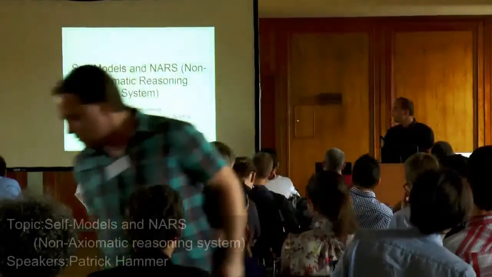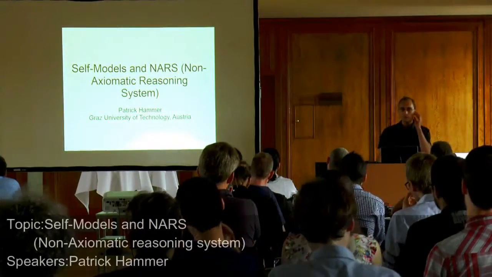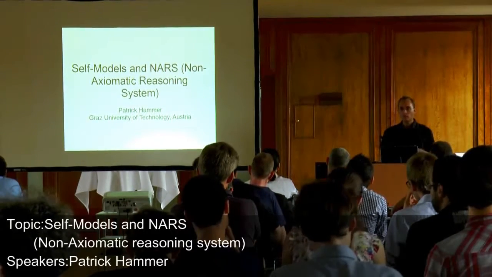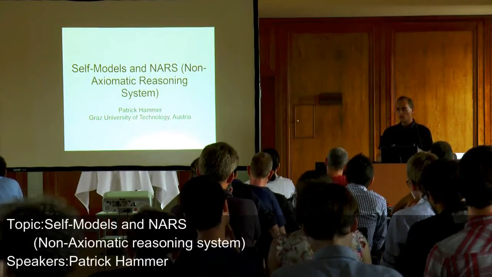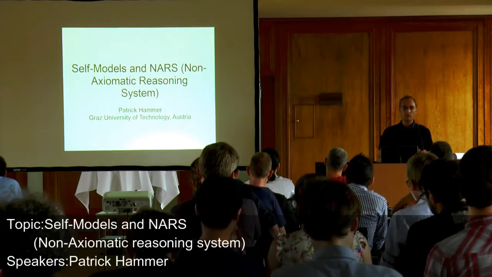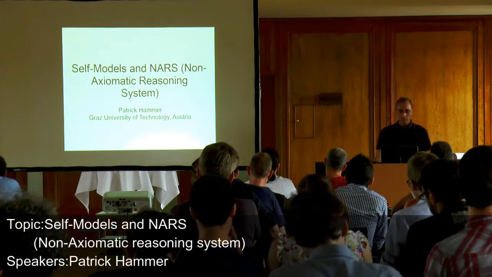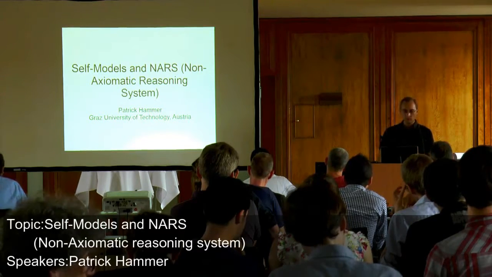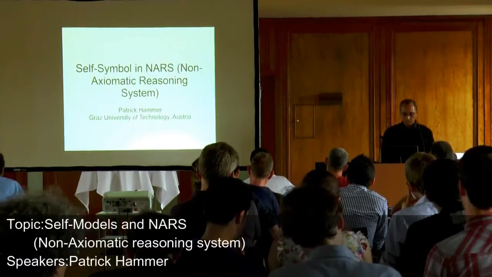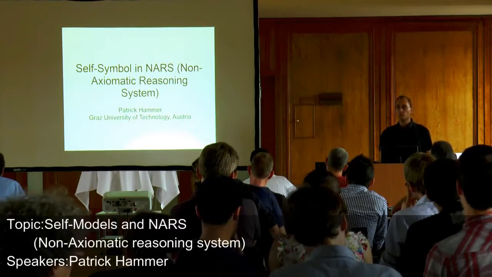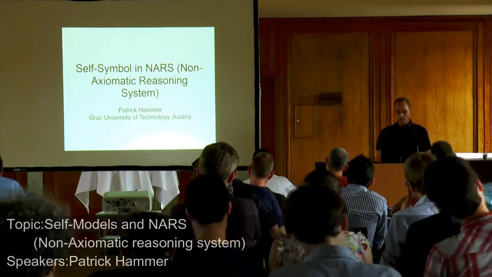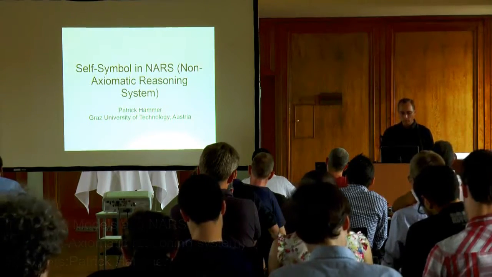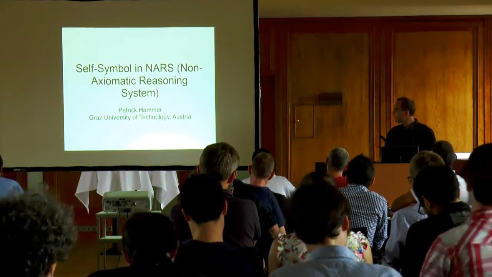And now we will talk about what the self-model theory would look like if it were interpreted from NARS theory. In NARS, we don't have such things as self-models. Instead, we have something which we call the self-symbol, which, as we will see, is a term with very specific properties.